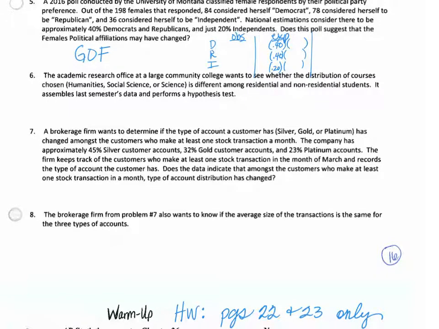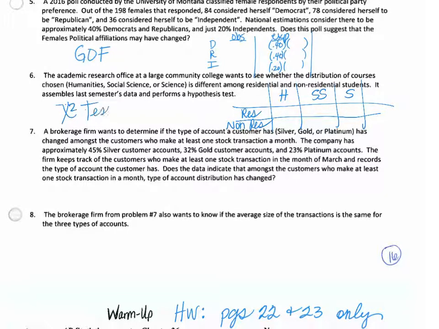All right, next. Academic Research Office, we have three different majors, courses: humanities, social sciences, or just the sciences. And we want to see how those are distributed across residents and non-residents. So what's that? Chi-square test of homogeneity, because we just have one category, residence, and we're seeing how those courses are distributed amongst that one category.